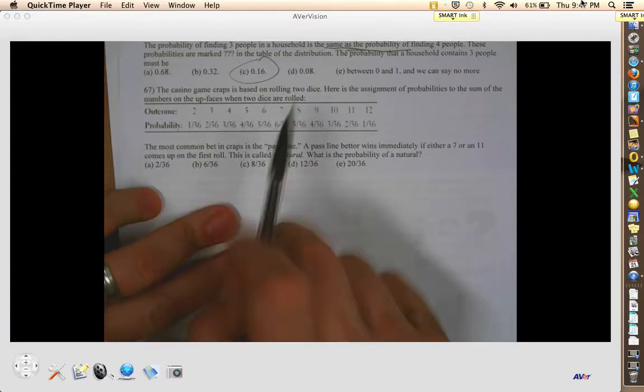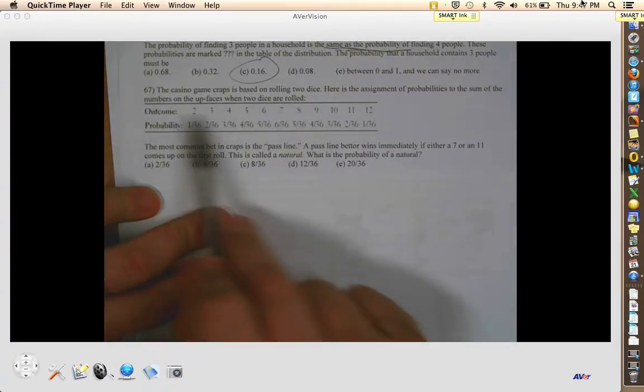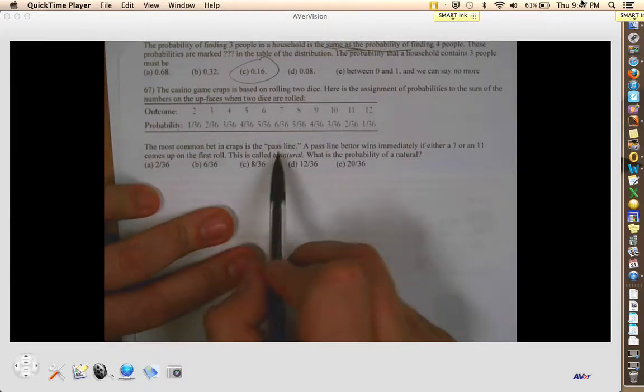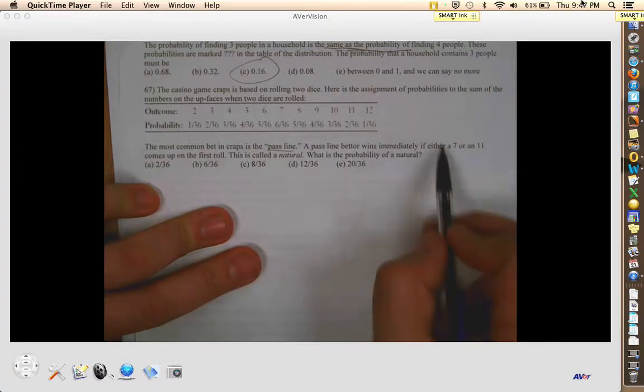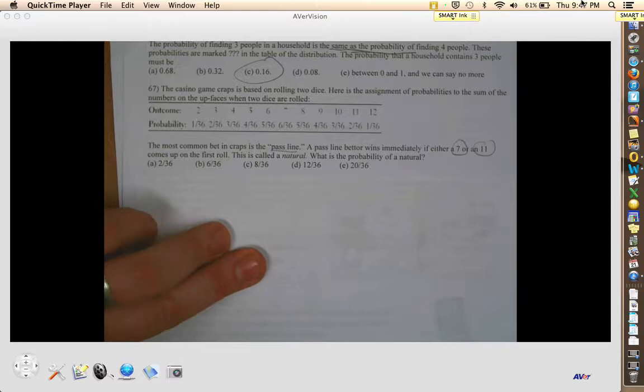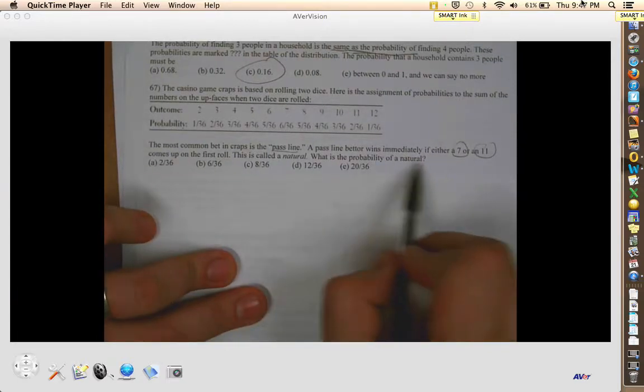The casino game Craps is based on rolling 2 dice. Here's the assignment of probabilities to the sum of numbers on the up faces when 2 dice are rolled. The most common bet in Craps is the pass line. A pass line better wins immediately if either a 7 or an 11 comes up on the first roll. This is called a natural. What is the probability of a natural?